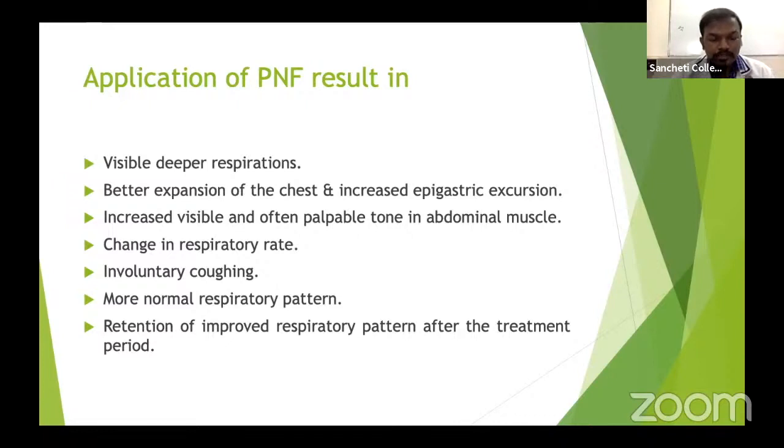And once the pattern is improved after the treatment, it retains for a time. So these are the results you will get after applying chest PNF.